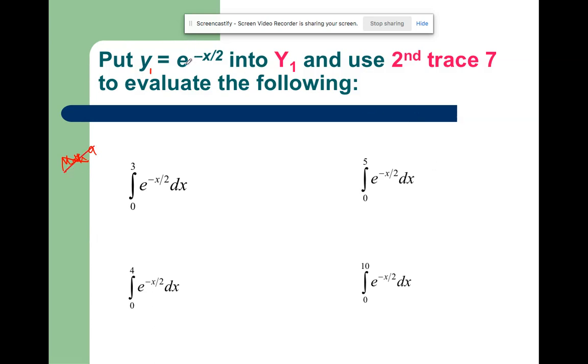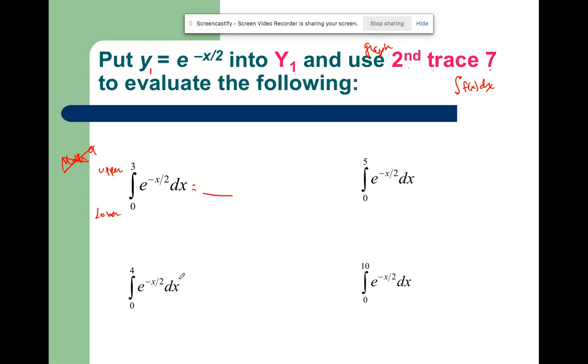I want you to plug this into y1, then go to your graph and hit second trace, and then look at choice 7. Choice 7 is an integral. When you choose that, what does it ask you for? Lower limit, right? So I want you to put in 0 as your lower limit. And then when you hit enter, what happens? It asks you for the upper, and I want you to put in 3. And you're going to get a number.